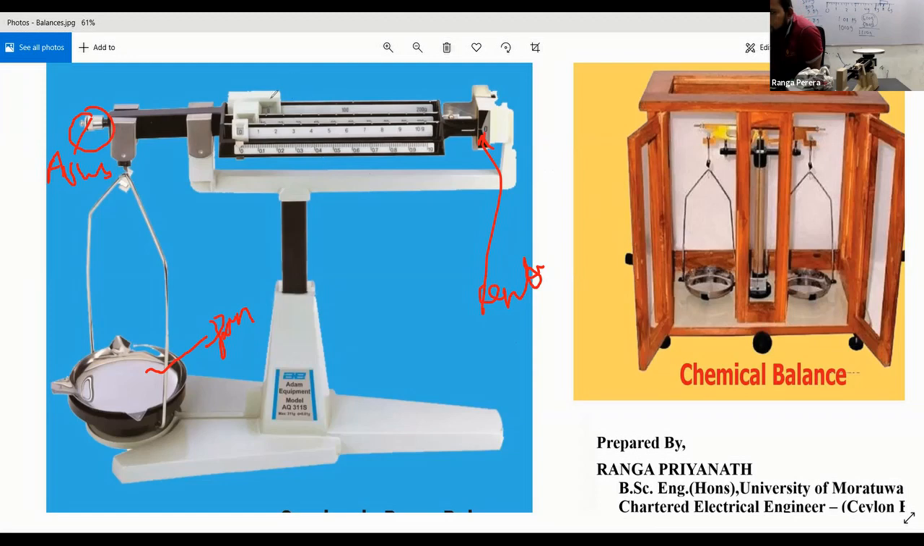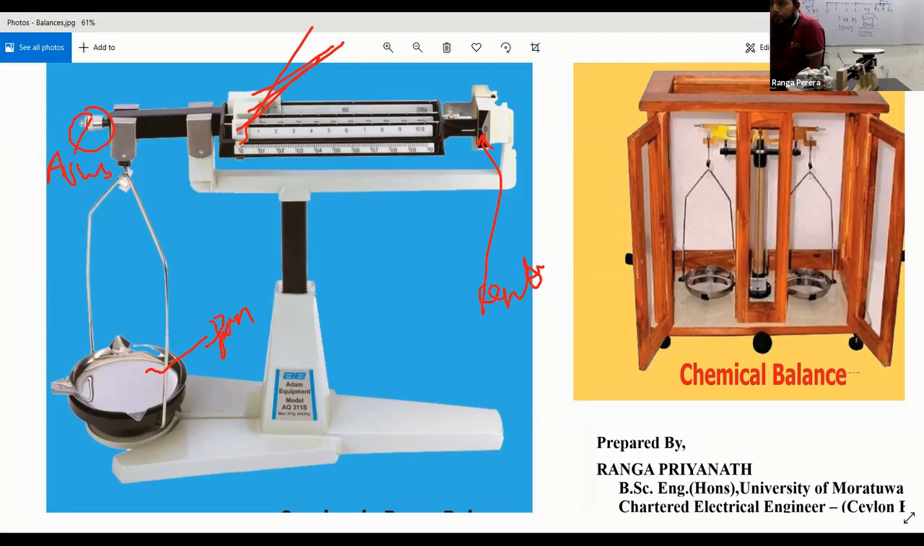This is what? Rider. We have four riders and four beams. That's why we call it four beam balance. These are called riders. Right, I will explain this one also.